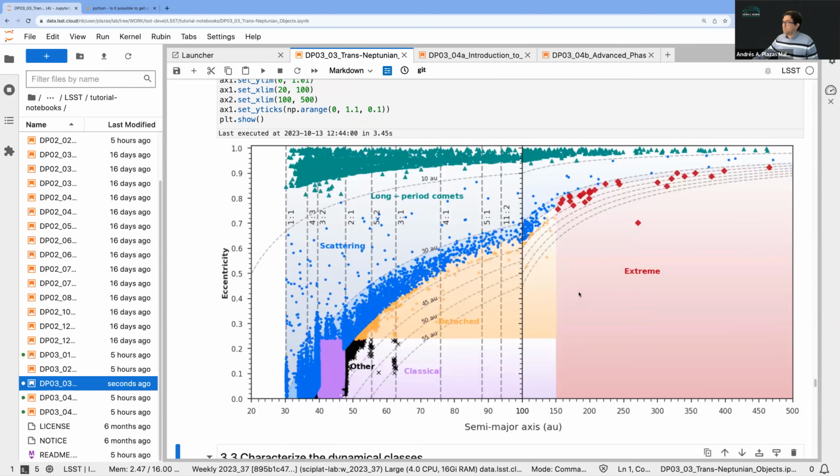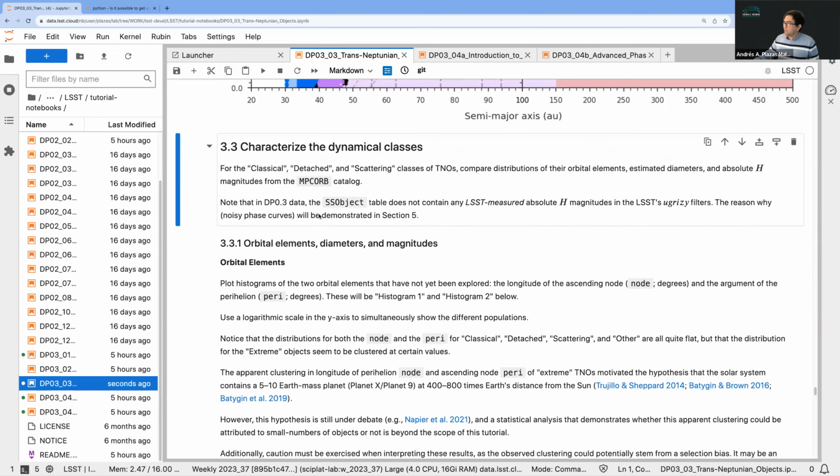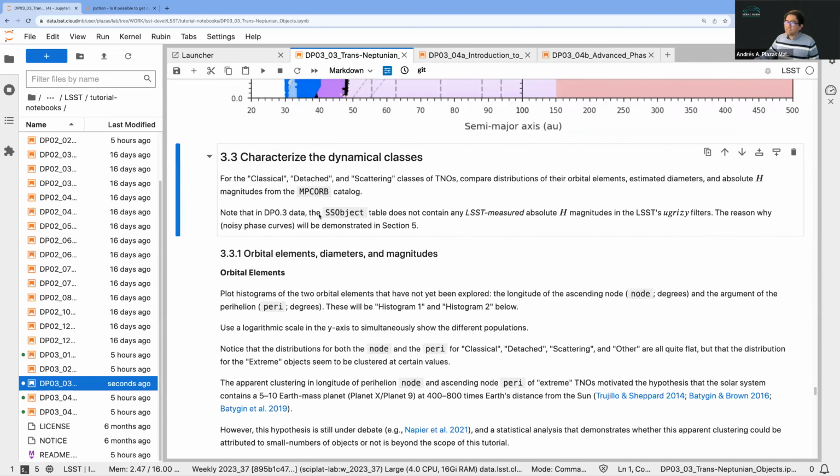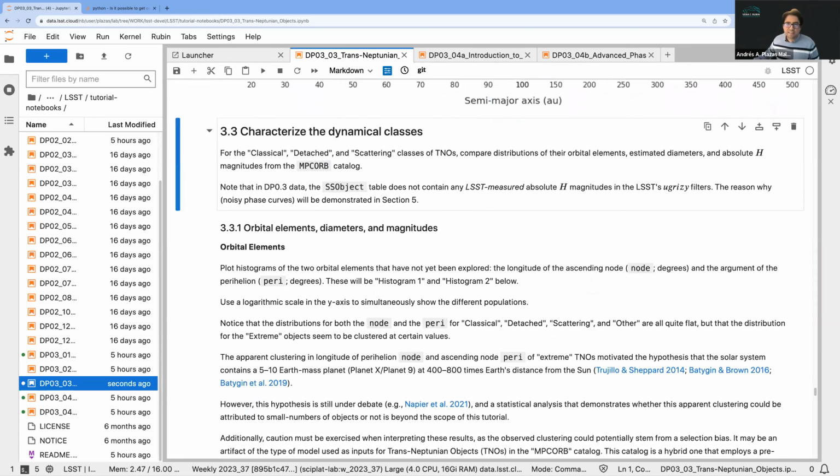Okay, do we have any questions up to this point? Because then we're going to move to another section to make histograms. Okay, all right, very good. Keep the questions coming. I see Sarah is answering questions in a more robust way, so great. Thank you very much.